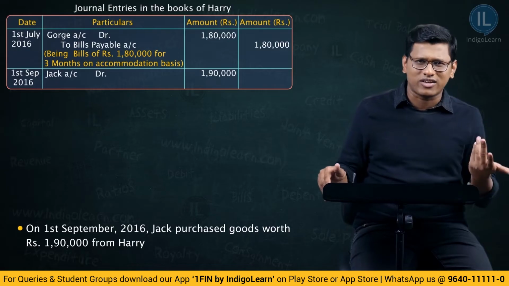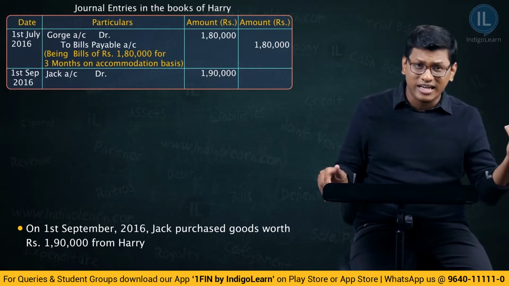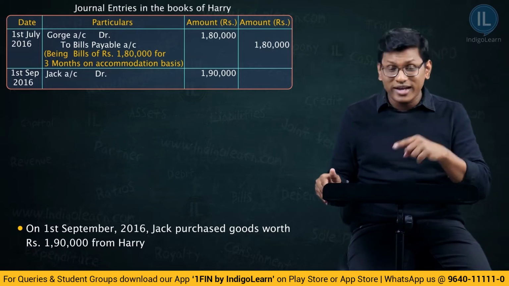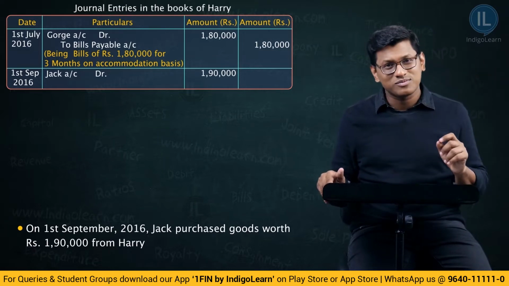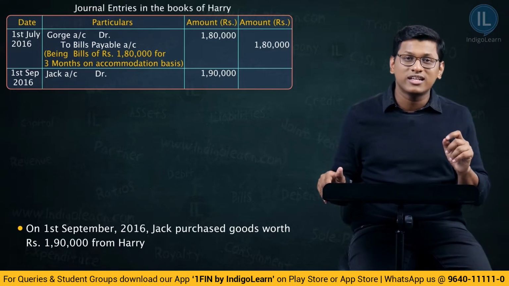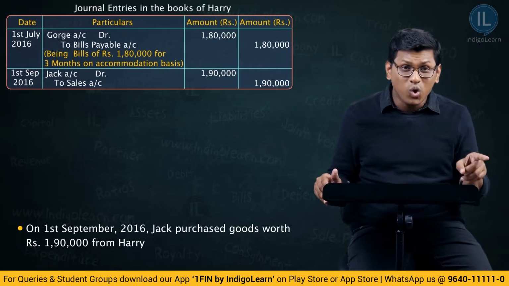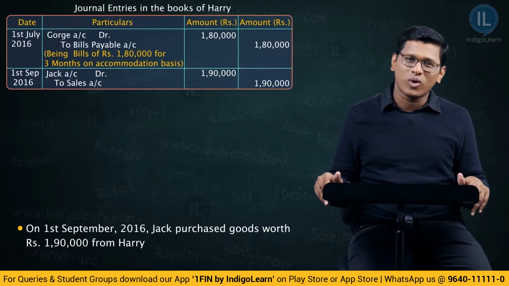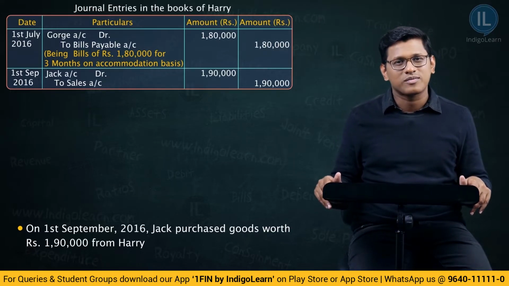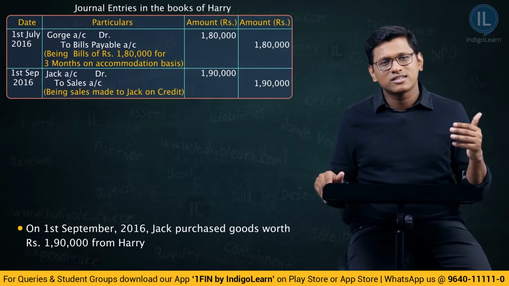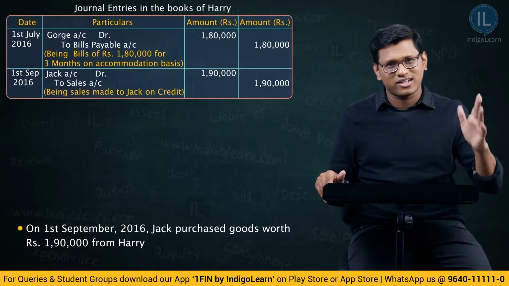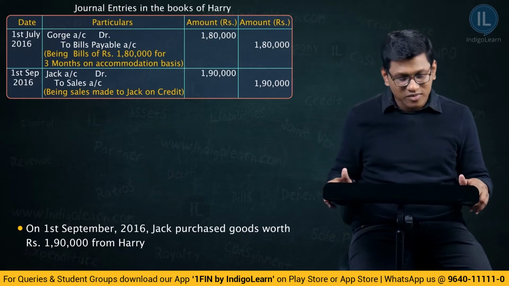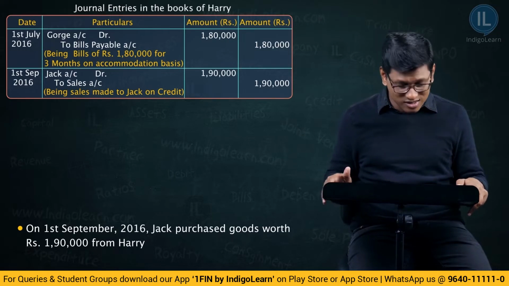Jack, trade receivable. Jack account debited, trade receivable, with what value? 1,90,000, to whom? To sales, 1,90,000. Being sales to Jack. Wonderful. Now, what happened after this?